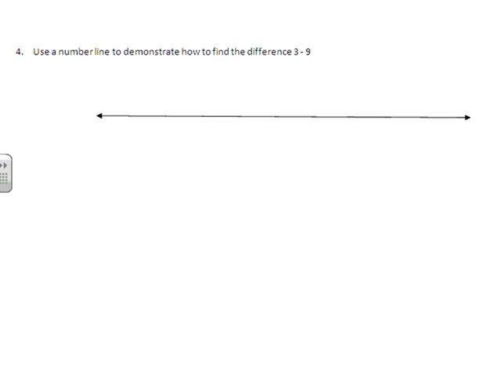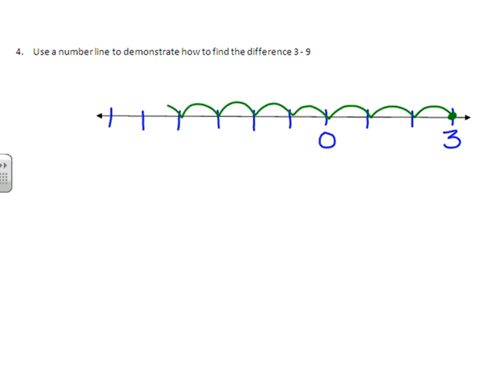Okay, number 4, use the number line to demonstrate how to find the difference 3 minus 9. So I'm just going to start by, I'll put 0 here, 1, 2, 3. Get some equal spacings on there. Remember, integer man, he always is going to go to your first number first, so he's going to go 3 units to the right, and then he's going to go 9 units to the left. 1, 2, 3, 4, 5, 6, 7, 8, 9. And he's going to end up right here.